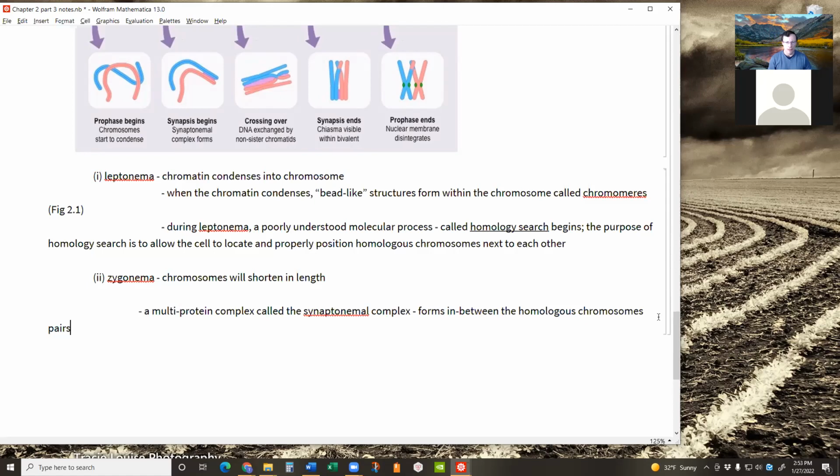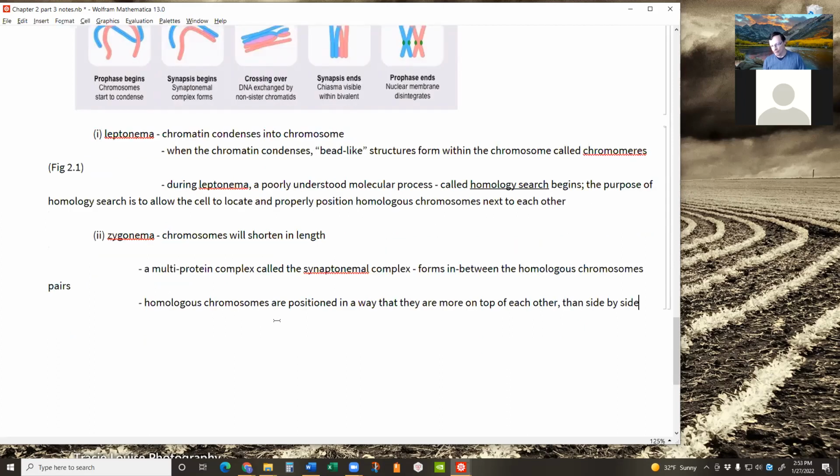Let me take note of this. Homologous chromosomes are positioned in a way that they are more on top of each other than side by side. So at this point, it would be difficult to interpret this from a traditional textbook picture or drawing. Let me say this to provide some context to you.